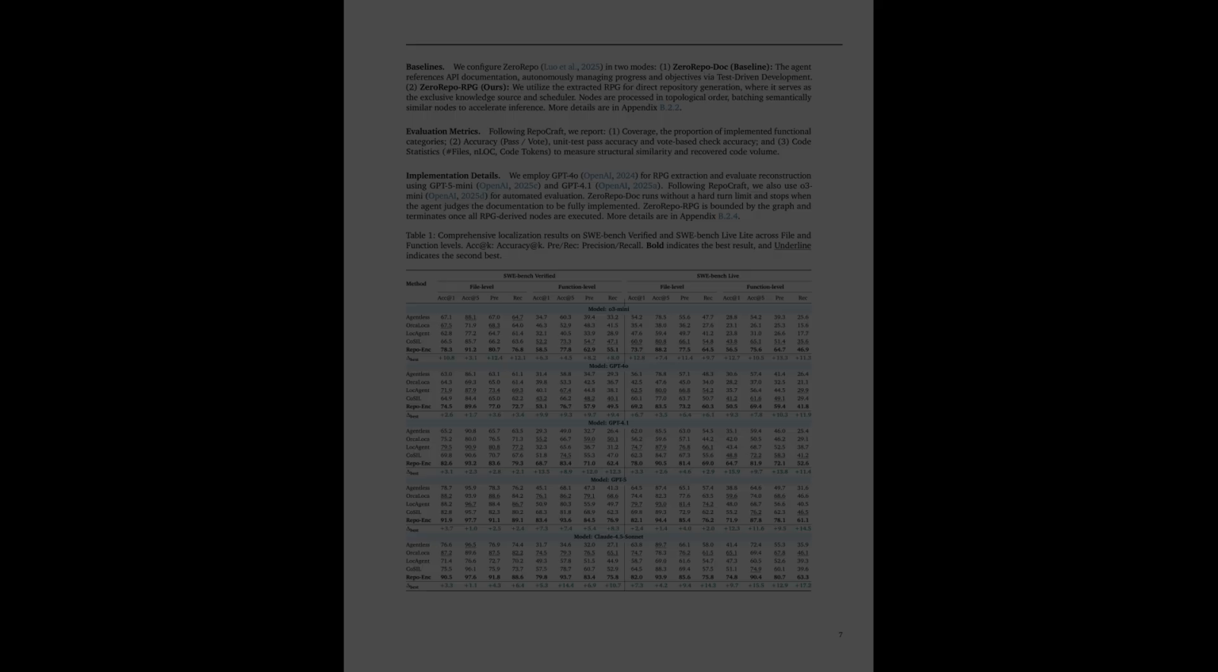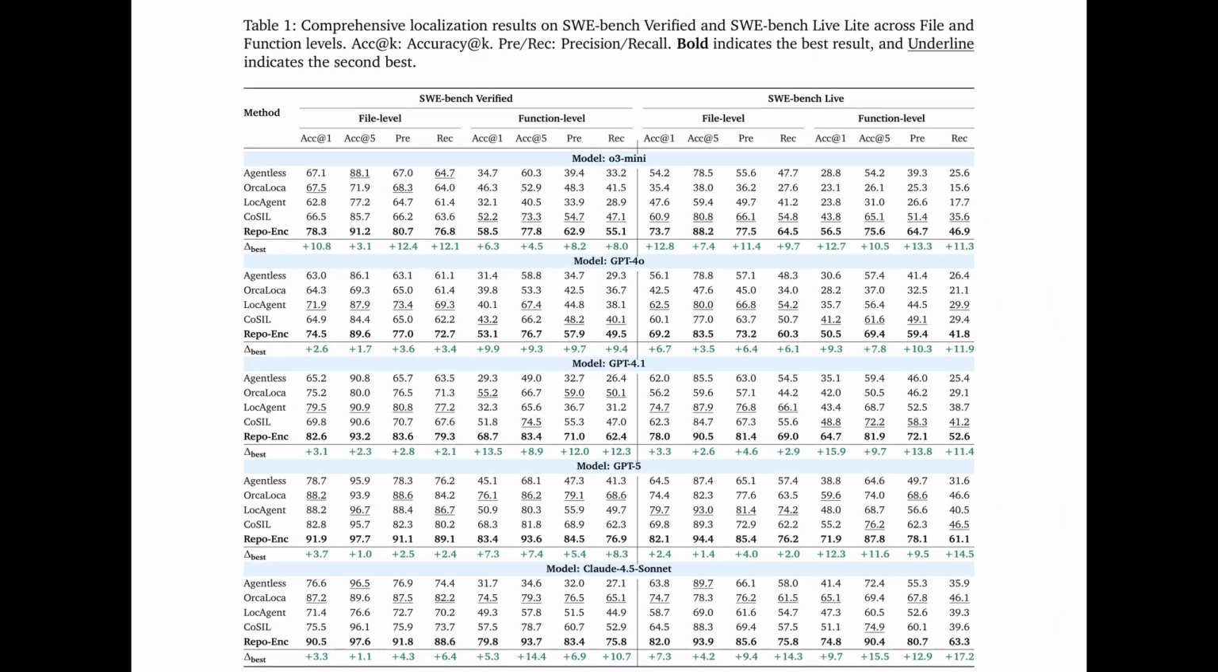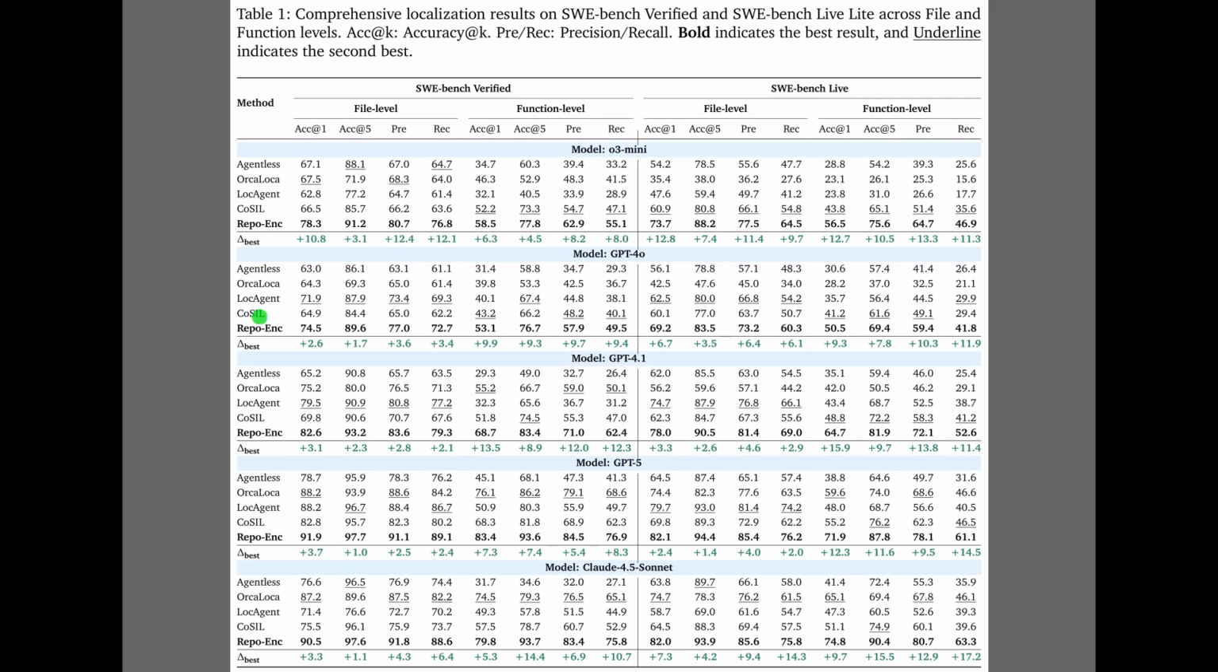code. Alright, having seen the architecture, Table 1 presents the localization performance on the SWE bench verified and SWE bench live benchmarks. The table groups results by the underlying model, ranging from O3 Mini at the top, down to Claude 4.5 Sonnet. Across every backbone, the proposed method, labeled here as Repo Inc., consistently beats the baselines.